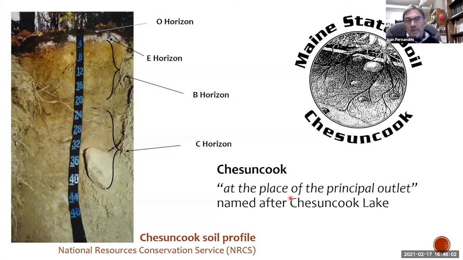I know everyone on the Zoom is familiar with the Maine state soil and knows that it's Chesuncook, but in case you didn't, Chesuncook is the Maine state soil. This is a picture of a Chesuncook soil profile, and I'll tell you why I'm showing you this now. It's a forest soil. It's mostly in forests. This is what we call the O horizon, the forest floor. We have a little of it in blueberry fields as well.